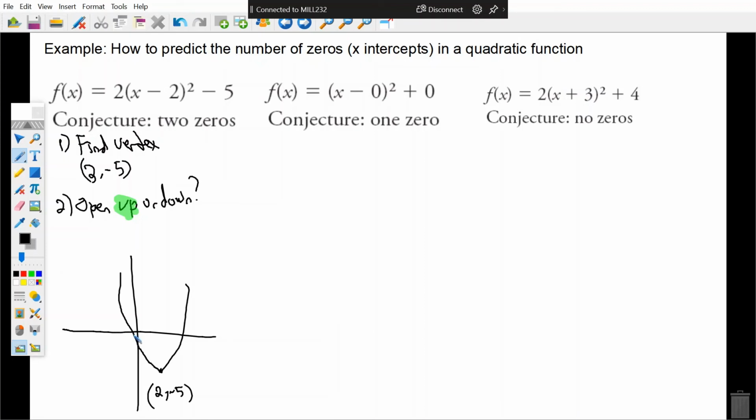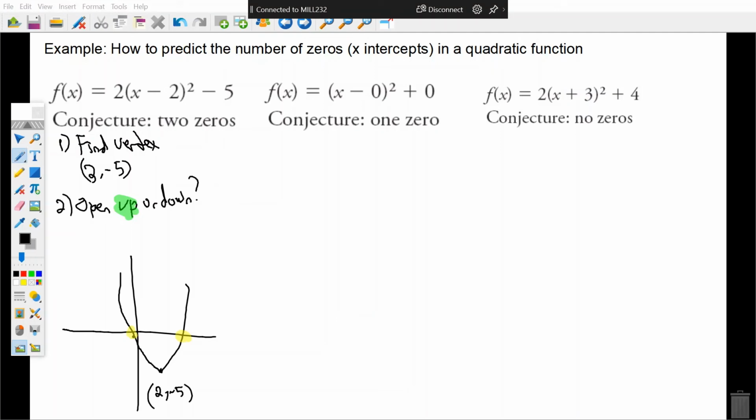How many x-intercepts does it have? 2. One here and one here. So if the vertex is below the x-axis and it opens up, it has 2. At the same time, if the vertex was up here and the a was negative and the graph opened down, how many x-intercepts would that have? 2. Okay. Next example.